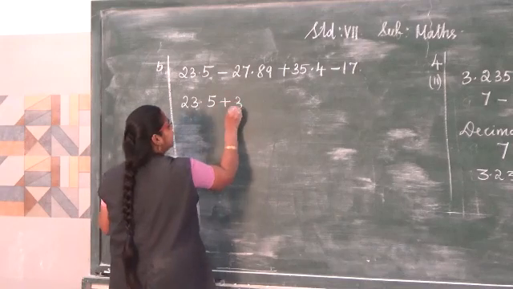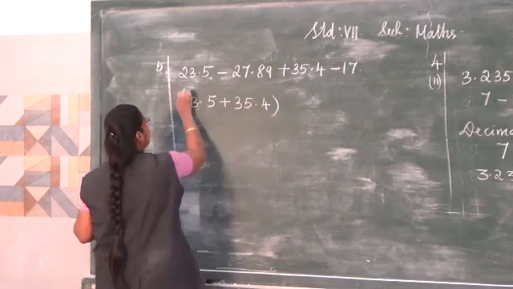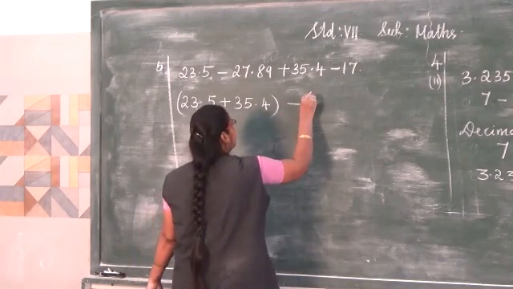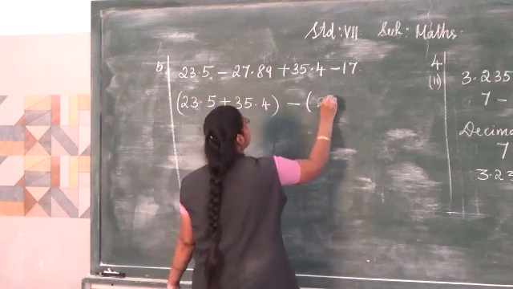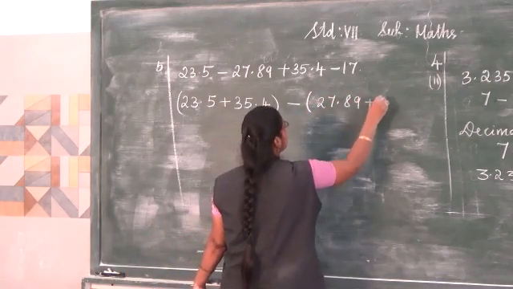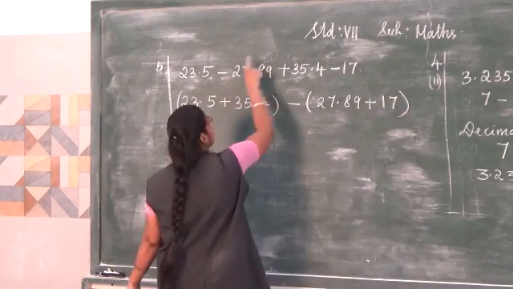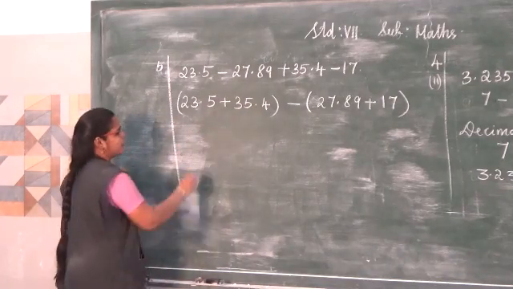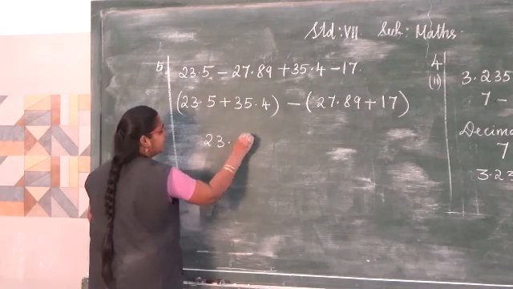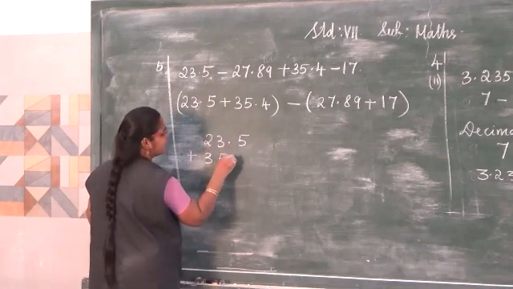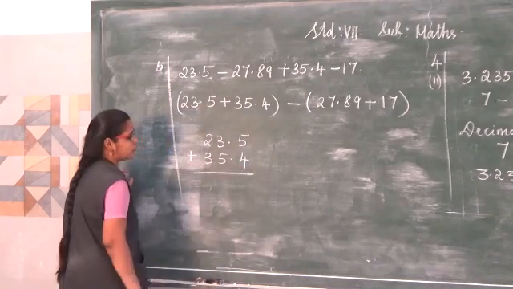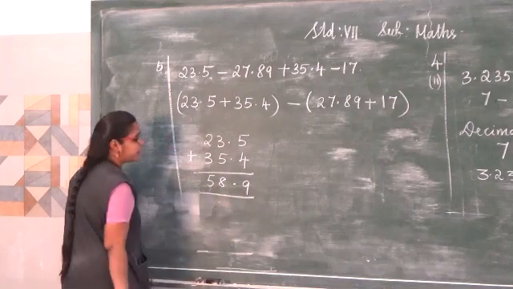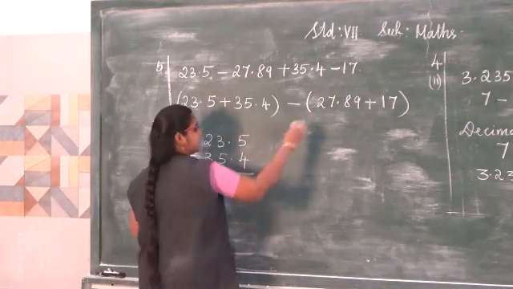So 23.5 plus 35.4. You group these two things and then you take this minus separately and write it in the bracket: 27.89 plus 17. These two things I am grouping together. After that I am going to do the simplification. So 23.5 plus 35.4. If you add these two things, what you will get? 9 here, 8, 5. 58.9. You have to add these two things.